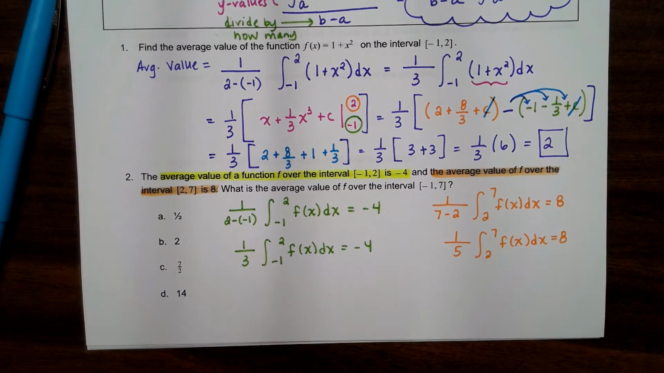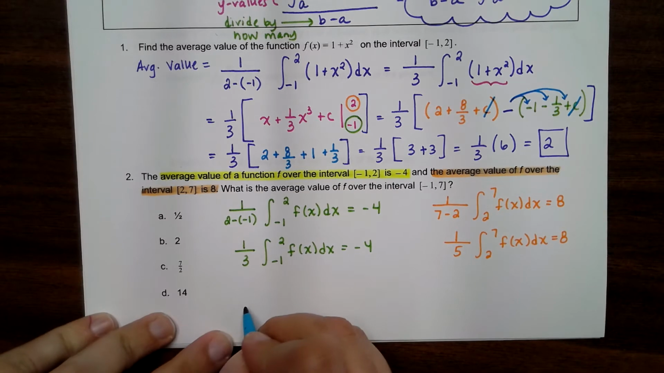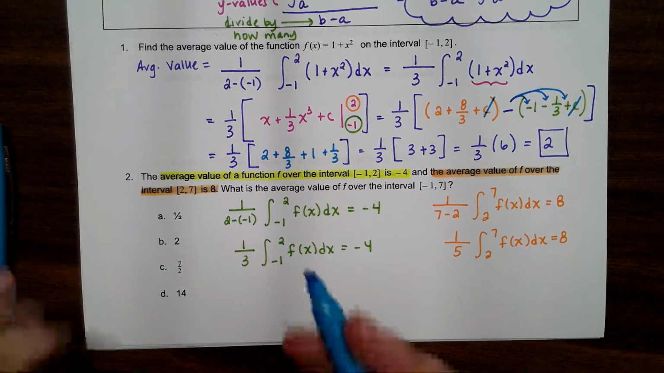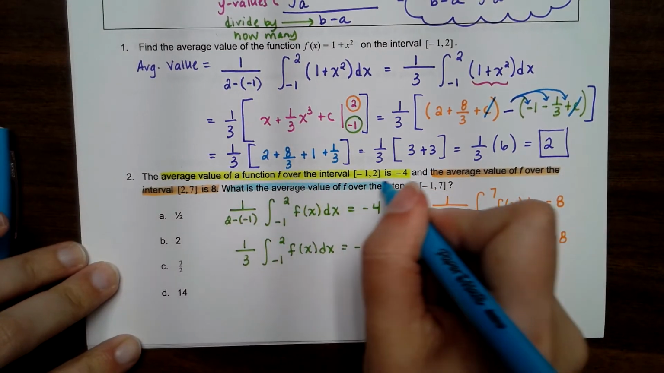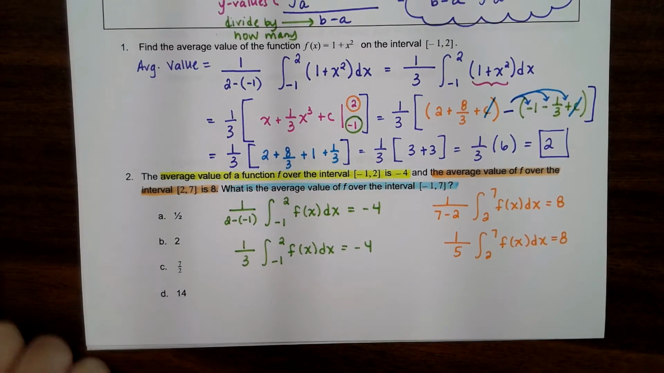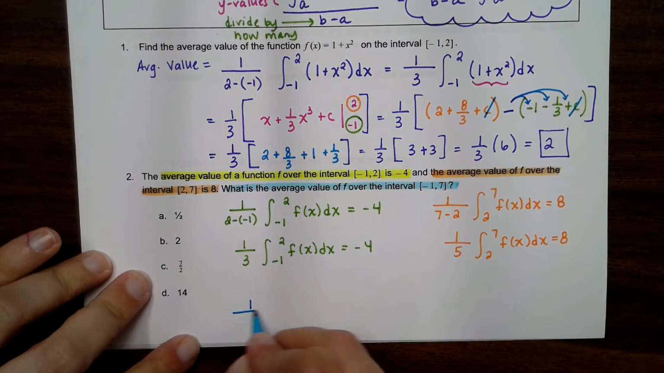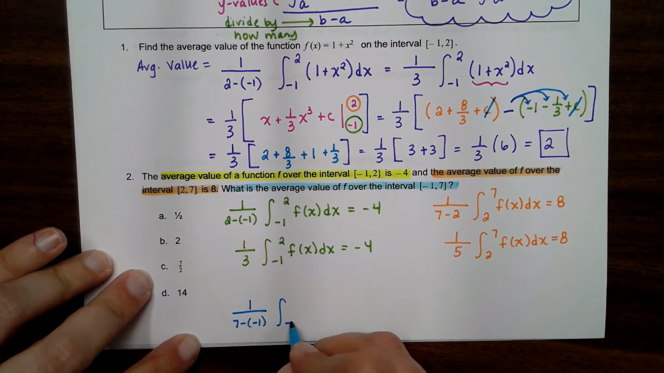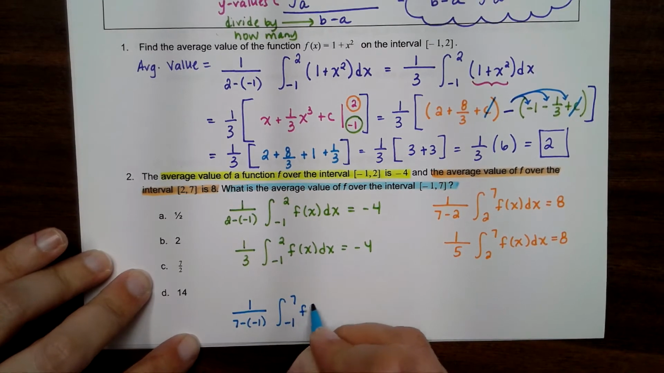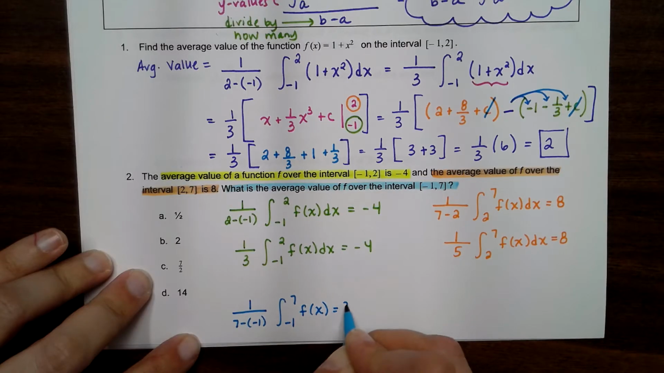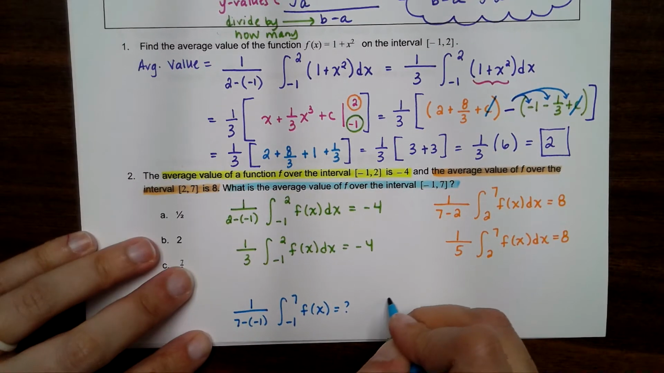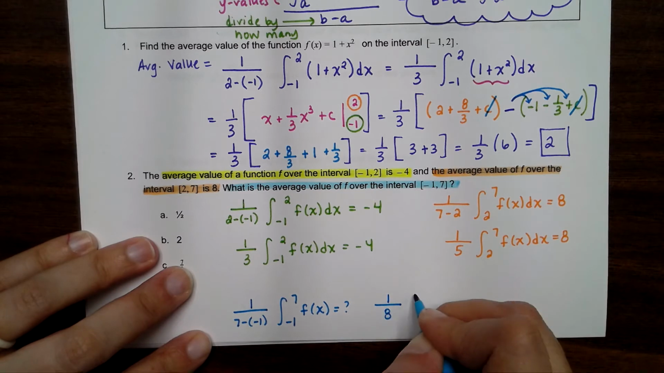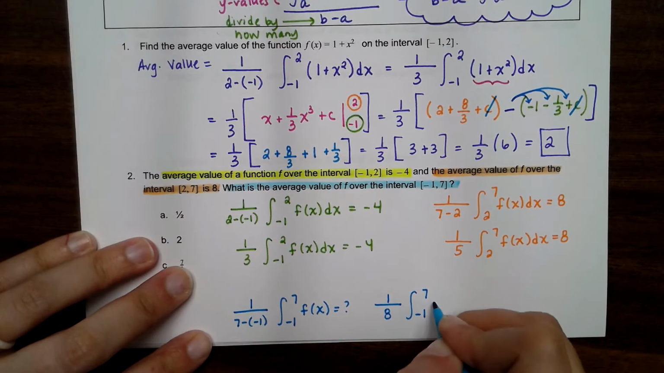What I want to know is what is the average value from -1 to 7. Now, in order to figure that out, I need to do 1 over 7 minus -1 times the integral from -1 to 7, which really means I need to do 1 over 8 times the integral from -1 to 7.